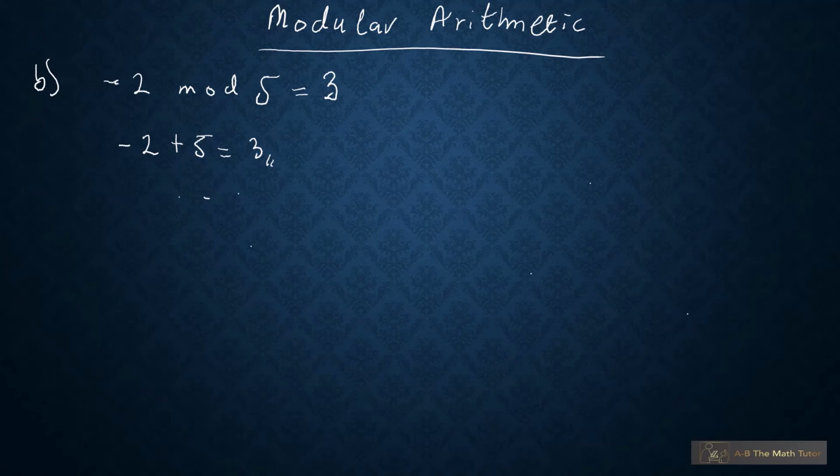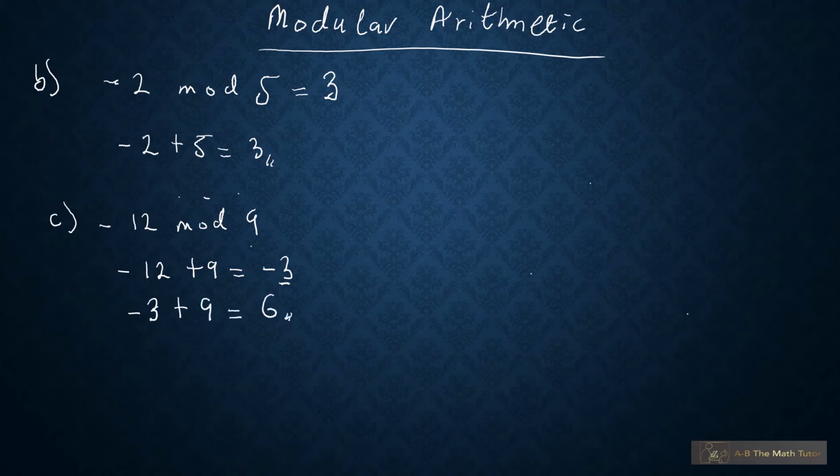Another example would be negative 12 mod 9. So negative 12 plus 9 is negative 3. Because this negative 3 is not a positive number yet, we need to keep adding. So we add 9 again to negative 3 and we get positive 6. So now we have a positive number, right? So our final answer for this would be 6.